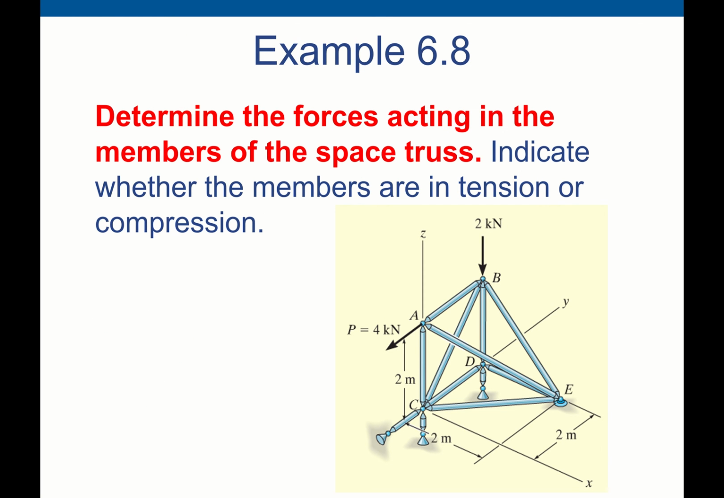Okay, now let's solve the last problem of chapter 6. This is a 3D space truss. This looks very complicated, but actually it's not that difficult to solve. The question is, determine the forces acting in the members of the space truss. So how many members do we have here? We have 1, 2, 3, 4, 5, 6, 7, 8, 9. Okay, we have 9 members here. But let me show you how to solve this problem.